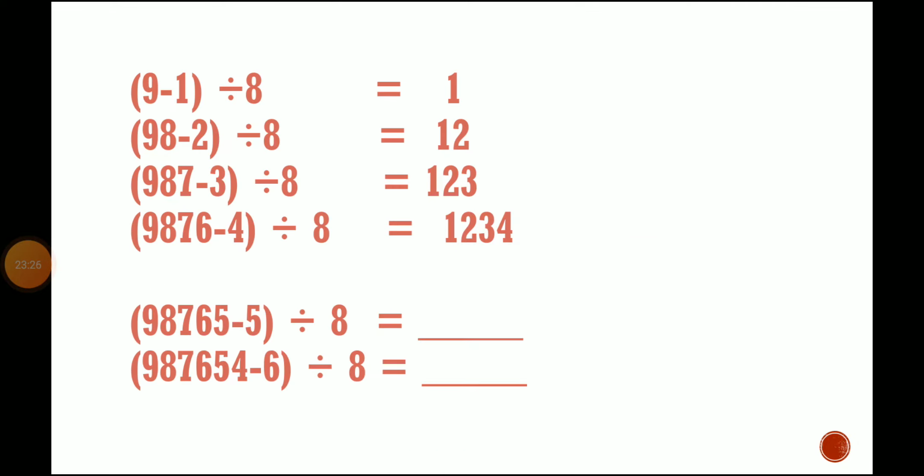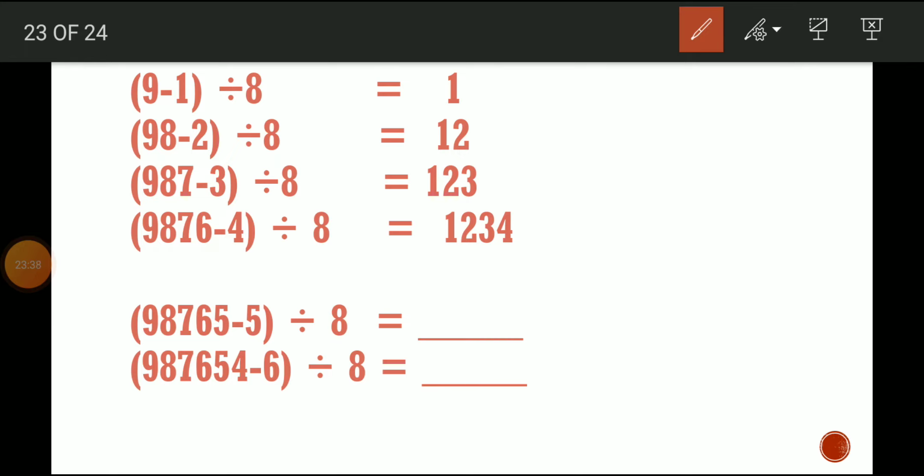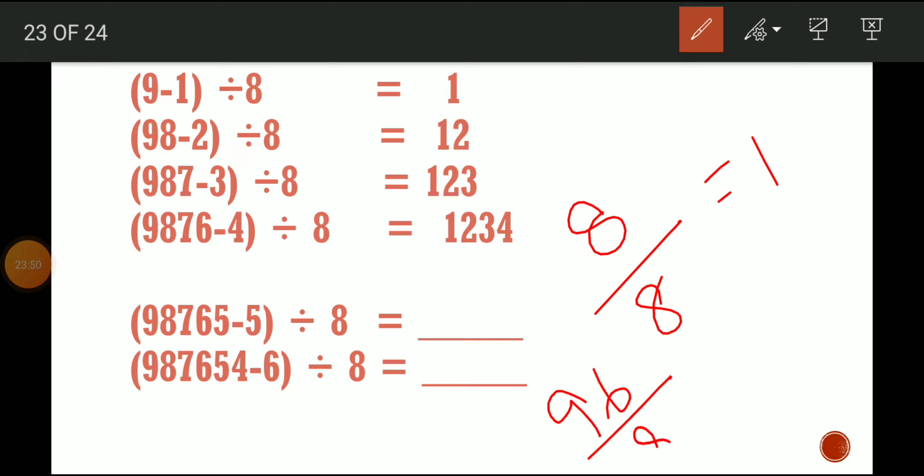Then here 9 minus 1, that is 8. 9 minus 1 divided by 8. See, 9 minus 1 is 8, so divided by 8, it comes to 1. Then 98 minus 2 is 96, divided by 8, we will get 12. So 1 8 is 8, 1 8 is 8, 1 8 is 8, and the remaining is 1, so the answer is 12.